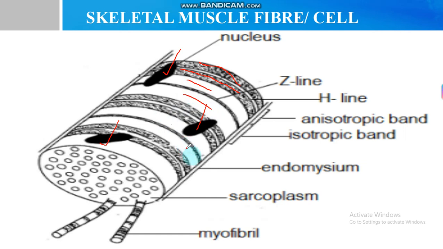And then, of course, it has this outer covering, which is called the endomysium. Then the cell membrane. The cell membrane is this one here, the second layer, which we called the sarcolemma. Very good. Then, of course, inside it, it has many myofibrils.